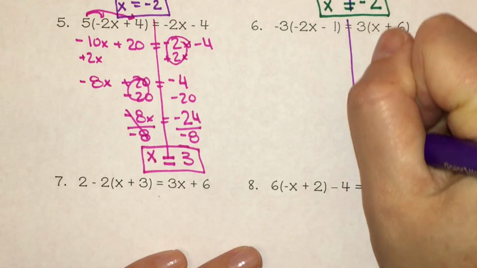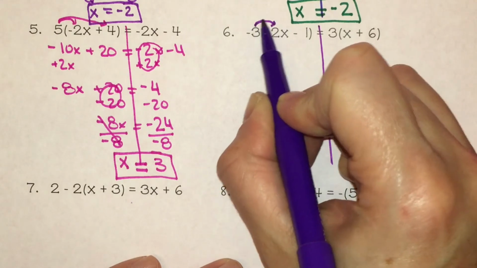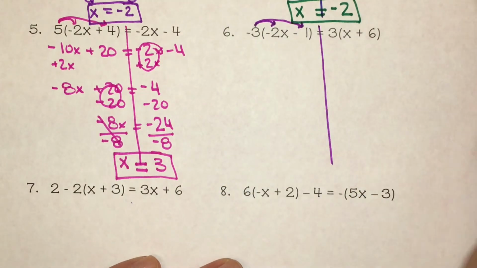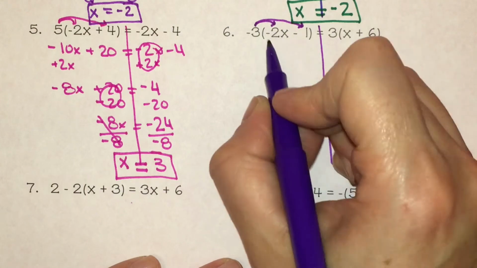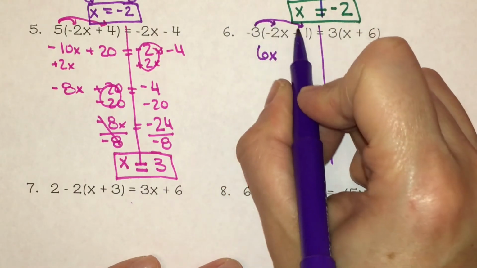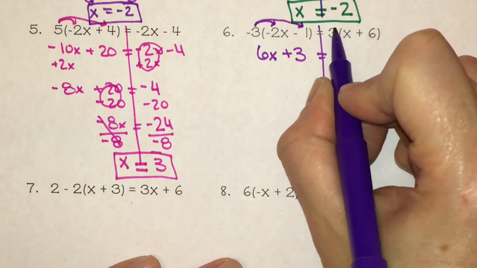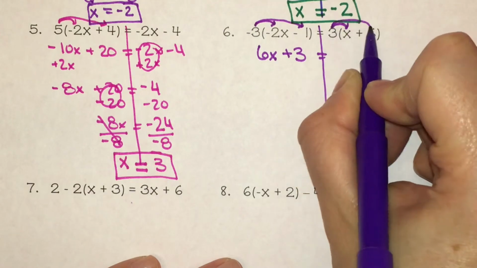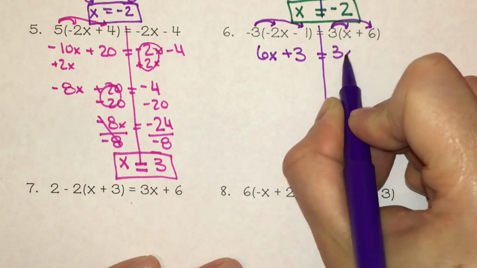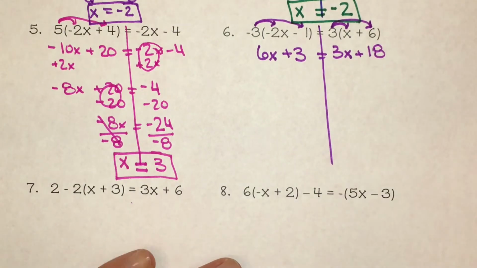Over here, I have to distribute on both sides. I'm going to multiply everything on this side inside the parentheses by negative 3. So negative 3 times negative 2x is positive 6x. Negative 3 times negative 1 is positive 3. Equals, over here I also have to distribute a 3. 3 times x is 3x, plus 3 times 6 is 18.